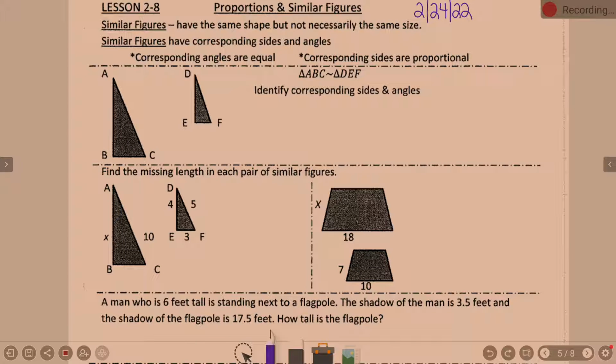Now, similar figures have corresponding sides and corresponding angles. As we look here, there are sides that match up and angles that match up, based on the fact that one is just a bigger version of the other shape. When we talk about corresponding angles, the angles are the same. So the corresponding angles are equal. The corresponding sides are proportional. Obviously, these sides are not the same length, but they're proportional, so they have the same ratio. Maybe the sides in one triangle are twice the length of the other sides, or whatever the case might be.